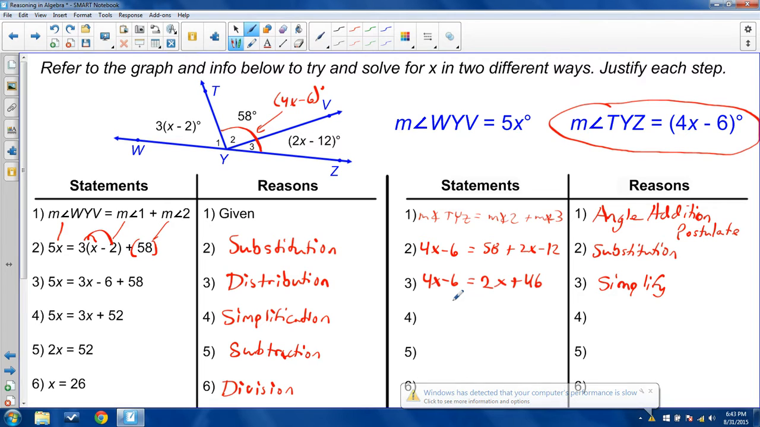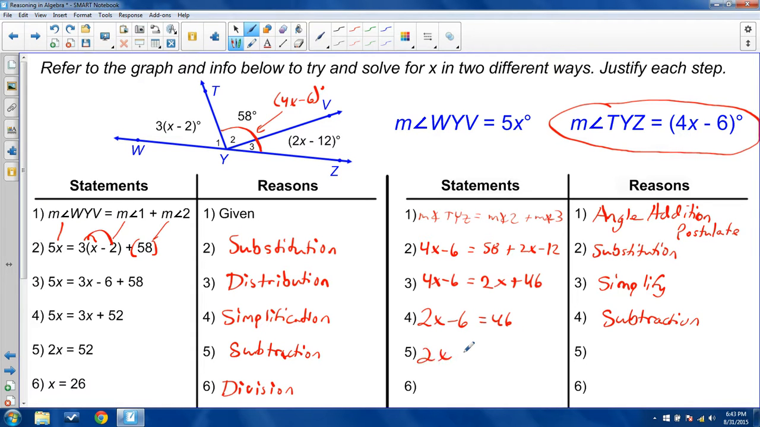Okay, from there, step number 4, let's go ahead and start moving over our x's. I'm going to subtract 2x from both sides. You can see it's a subtraction step. 2x minus 6 equals 46. Okay, move that 6 over. That's addition now. I have to add 6 to both sides. So that's 2x equals 52. And as you can tell, this is going to have to be division. x equals 26. Division. And it's the same x equals 26 answer as we got before.